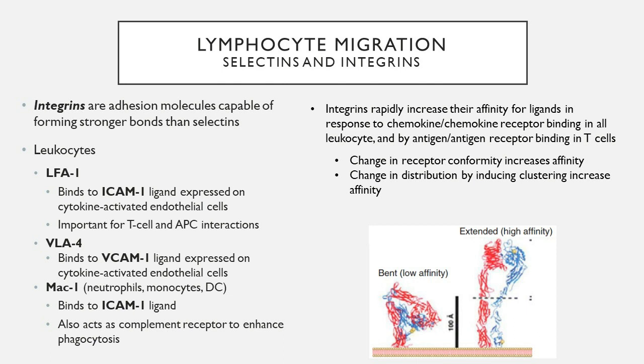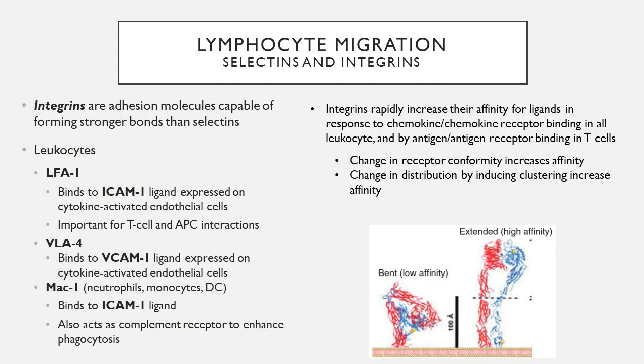So integrins rapidly increase their affinity for ligands in response to chemokine and chemokine receptor binding in all leukocytes, okay, and also by antigen receptor binding in T cells. And they do this in two ways. One is that they change their conformation in order to increase affinity. As we can see here in the diagram, they're usually found in a low affinity bent state where it's really difficult for them to interact with their ligands. But whenever activated, they extend and increase their affinity.